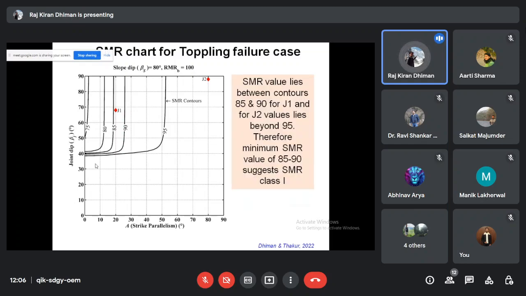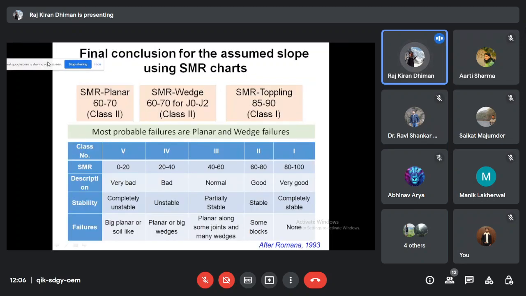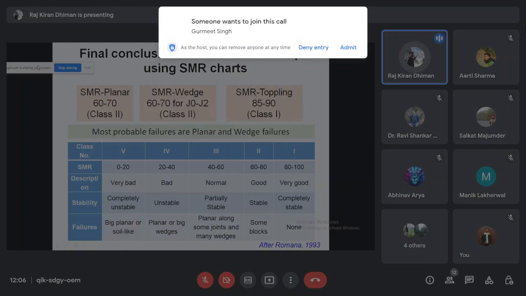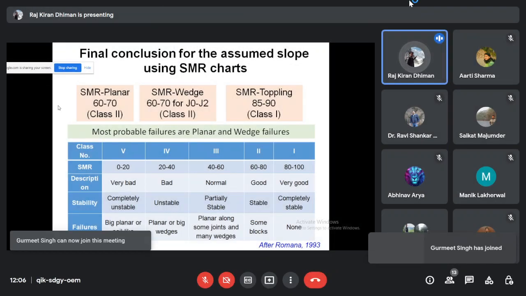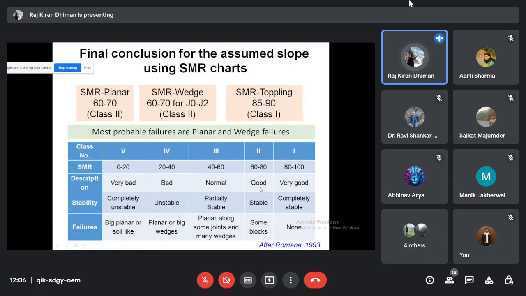And we can see immediately in the field, if I have to just tell what the class value is, or how stable the slope is that we have considered in this dummy slope, we can see that SMR for planar lies between 60 to 70, that is class 2, because this is Romana's table here. And 60 to 70 means class 2. The description is good, the slope is stable, and there can be failure of some blocks.